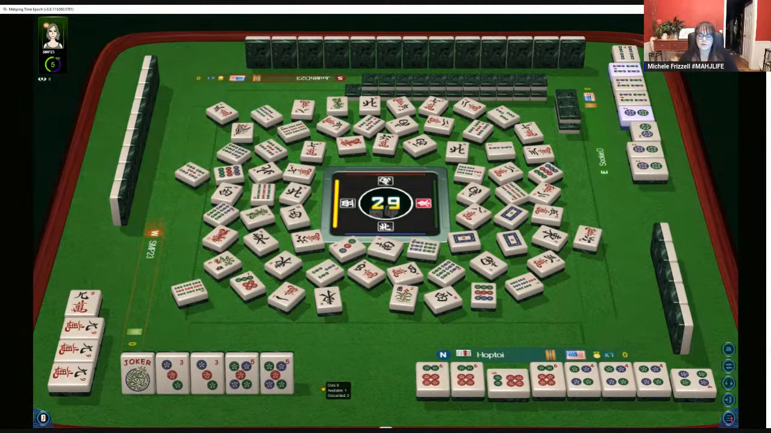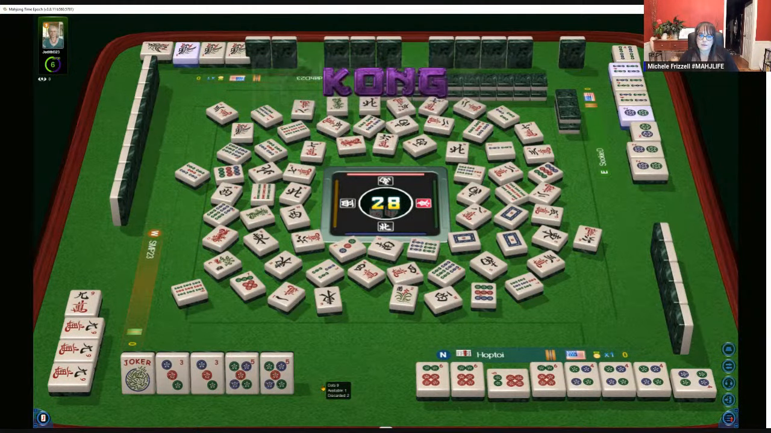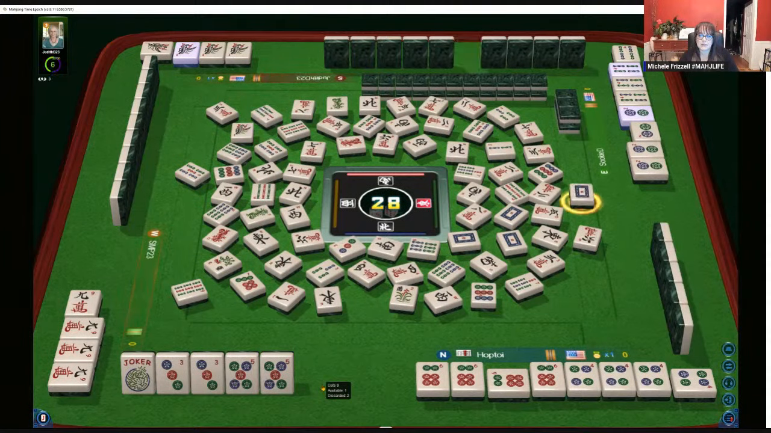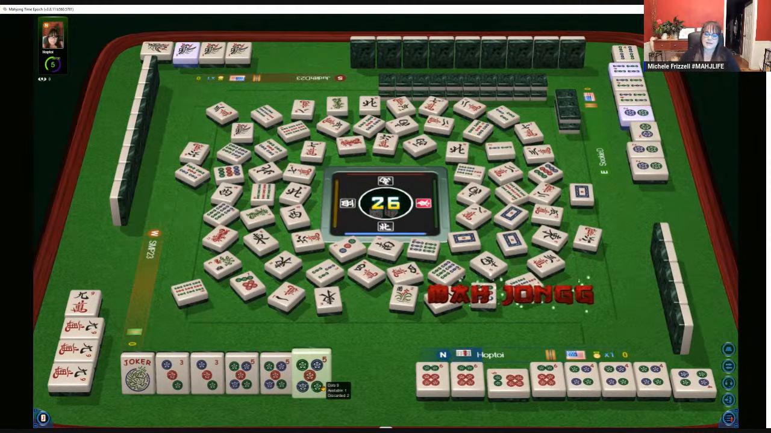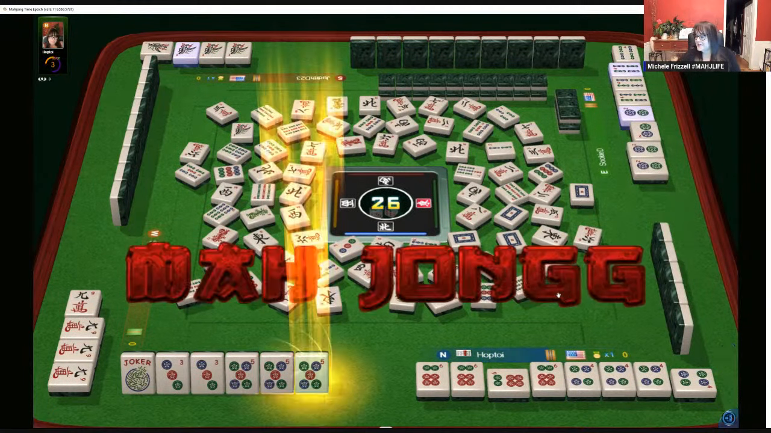Five bamboos. Oh, darn it. I was hoping that was it. One bamboo. Kong. We got skipped. White dragon. Okay. Last six one. Six characters. We got the keeper. Mahjong.